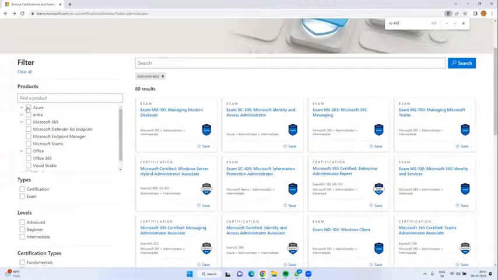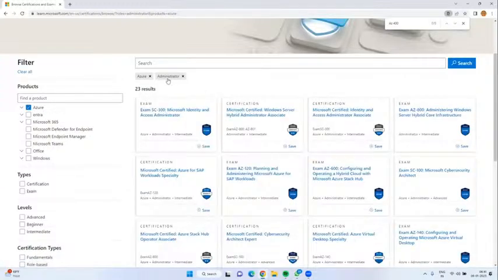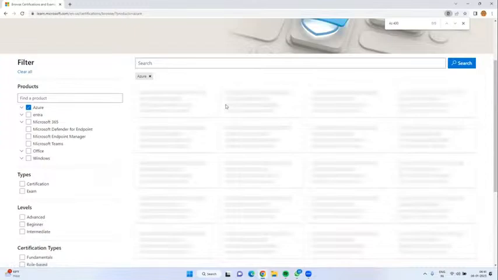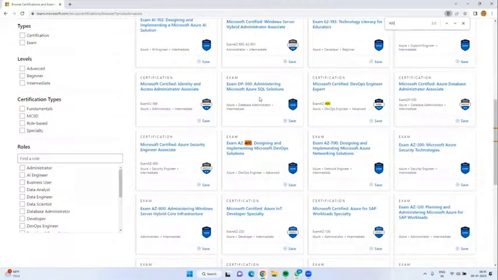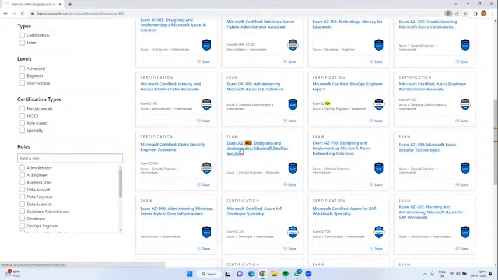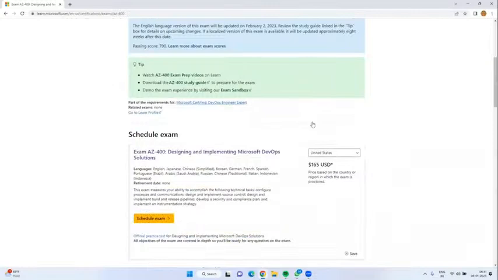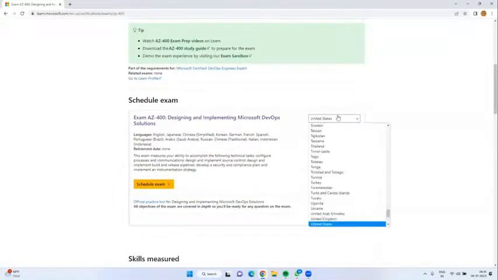If you are not getting it, just highlight Azure. Now type 400. This is AZ-400, Designing and Implementing Microsoft DevOps Solutions. This also has the same cost, $165.